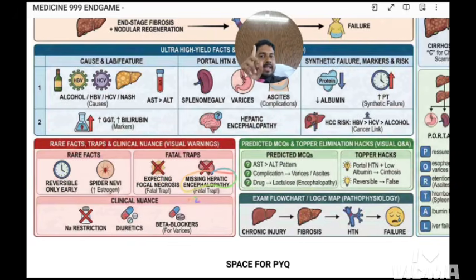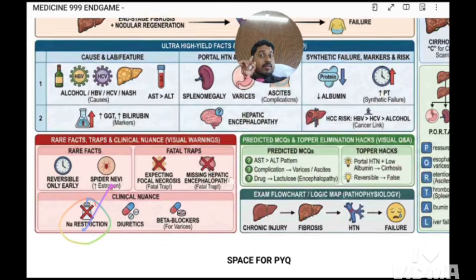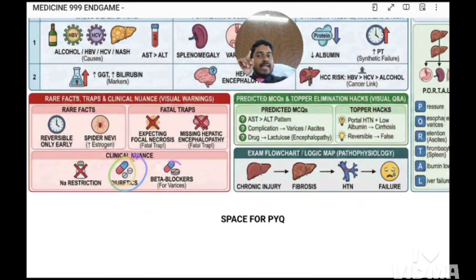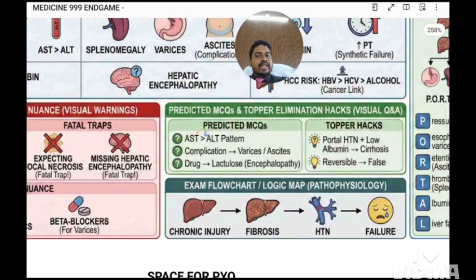And second, if hepatic encephalopathy is given in the question, don't miss it. Next, there should be sodium restriction. Remember sodium restriction, otherwise there will be fluid overload and ascites will worsen. Next, diuretics are important, and third is beta blockers in case of esophageal varices, because this will cause splanchnic vasoconstriction, as a result of which there will be decreased risk of hematemesis. Next, the AST more than ALT pattern I have told you, complications I have told you.